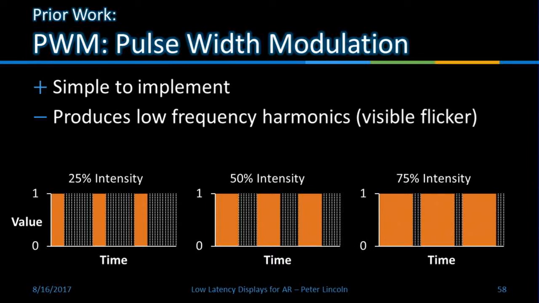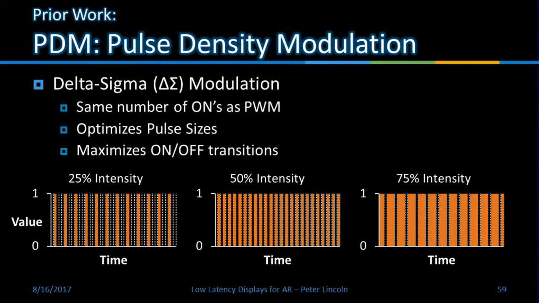Now, the advantage of pulse width modulation: very simple to implement. Disadvantage of pulse width modulation: produces low frequency harmonics. And more specifically, you can see a visible flicker at particular operational rates. But it also doesn't require any additional memory.